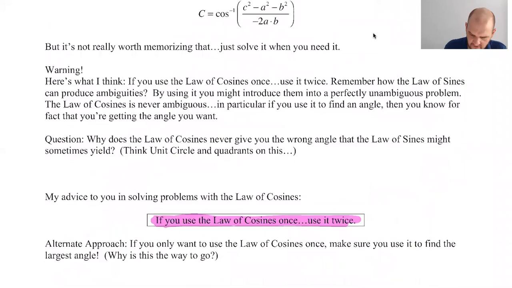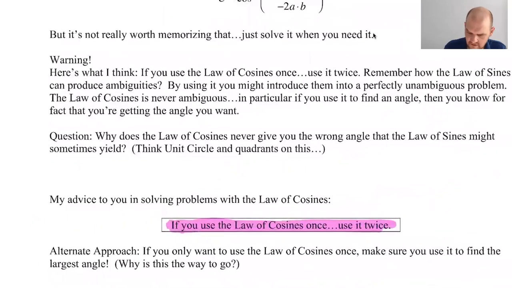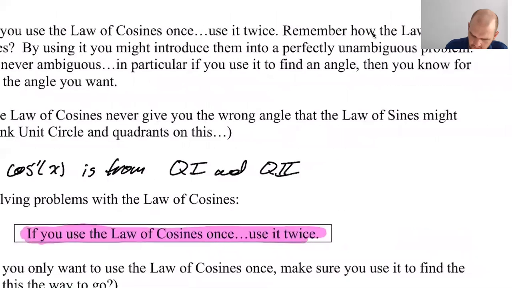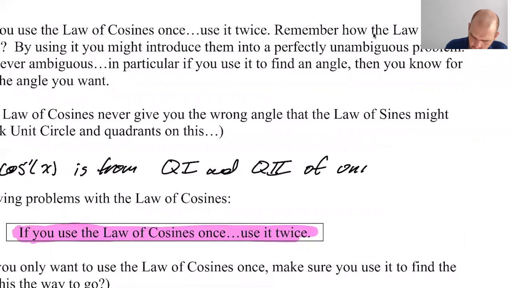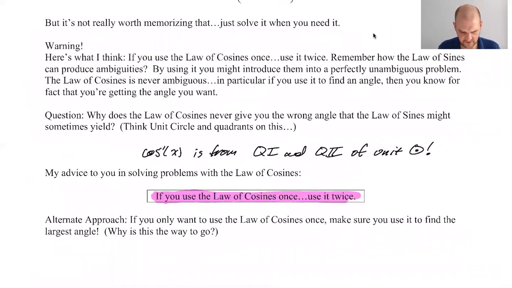So we did cover this question. It says, why does the law of cosines never give the wrong angle that the law of sines might sometimes give you? And it's because cosine inverse, I'm going to say, is from quadrant 1 and quadrant 2 of the unit circle. And so you can't get fooled, because it's going to give you the right angle. I don't know if that's a sufficient answer, really. But anyway, I'm going to end this here.